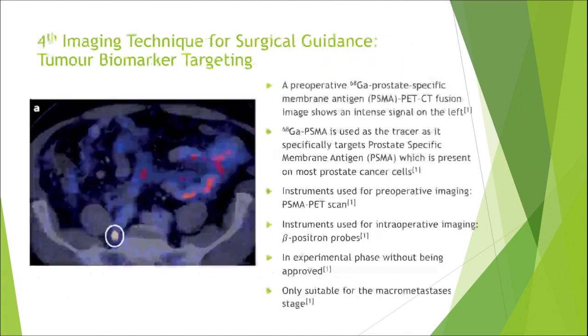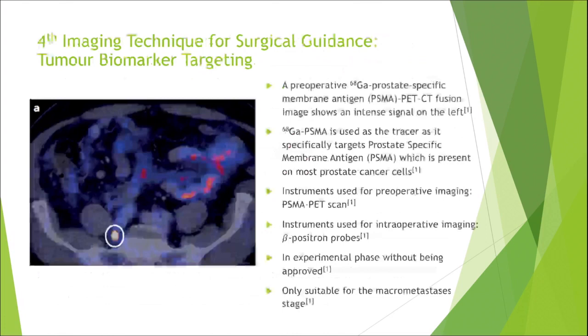The last imaging technique is the special one. It targets the metastatic lymph nodes directly instead of approximating their path. There is a substance called prostate-specific membrane antigen, which is present on most prostate cancer cells. It is abbreviated as PSMA. In this technique, tracers that bind to PSMA will be used for imaging.